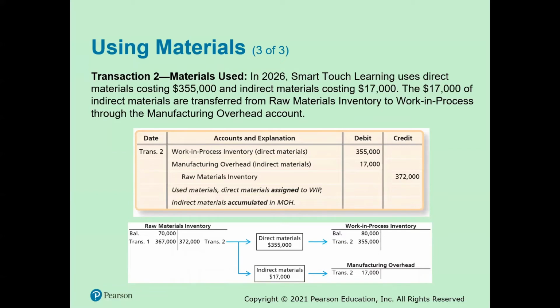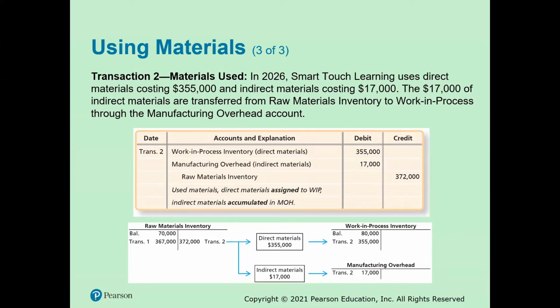Smart Touch Learning records a summary journal entry at the end of the period for all materials used. To produce the tablets, you have both direct and indirect materials that are being used. Remember that direct materials can be easily and cost effectively traced directly to the finished product. However, indirect materials cannot be easily and cost effectively traced directly to the finished product.